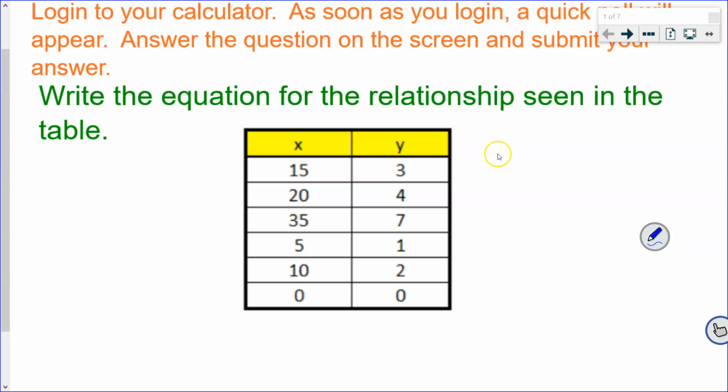The correct equation is y equals 1/5 x. In order to answer these equation questions, we always need to figure out what's happening in the table. And to answer that, we want to know, how do we go forward? How does a 5 change to a 1? How does a 20 change to a 4?